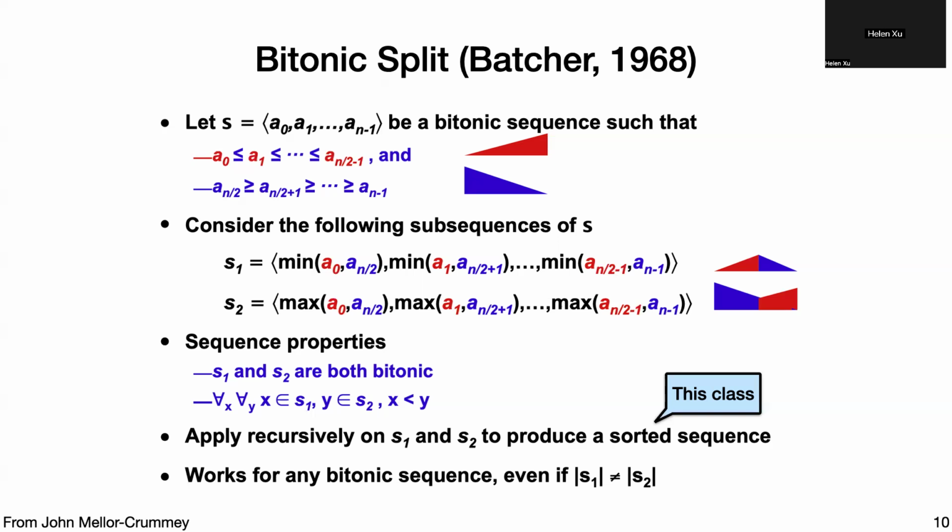One cool thing that Batcher noticed is that if you recursively apply the split function, given a Bitonic sequence of this form, you will eventually get a sorted sequence. Well, split and then merge, which we will talk about. And it works for any Bitonic sequence, even if they're not equal sized.